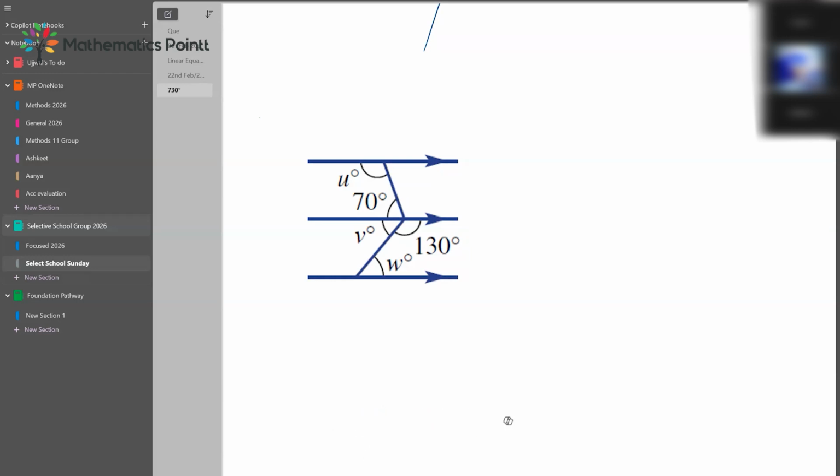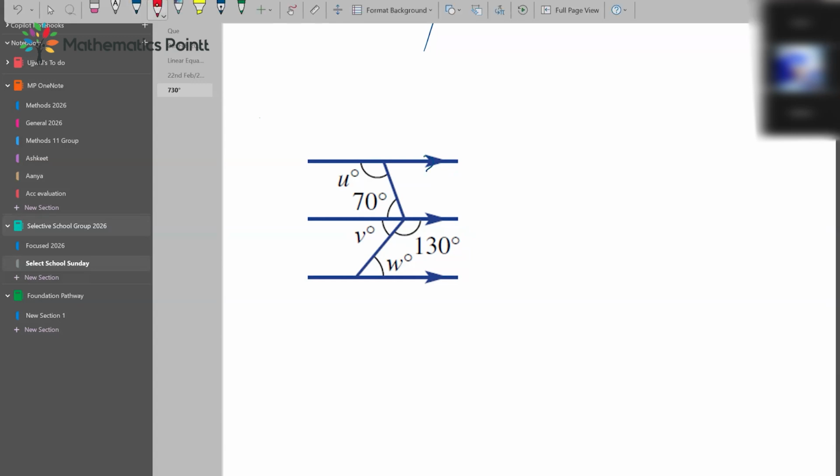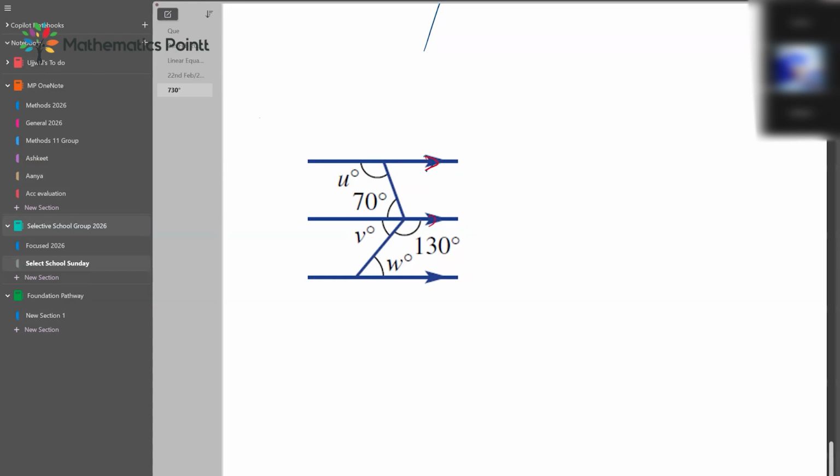110, 50, and 50. That's what people say. All right, let's give it a go. Okay, the color may be red. This line and this line are parallel. This angle and this angle are what? They are co-interior angles.